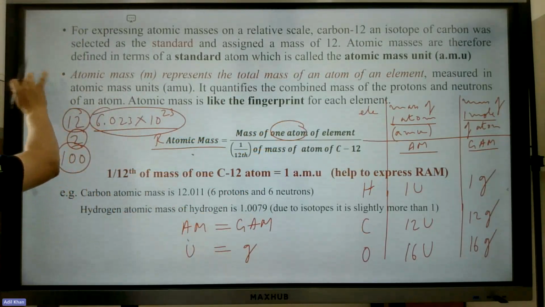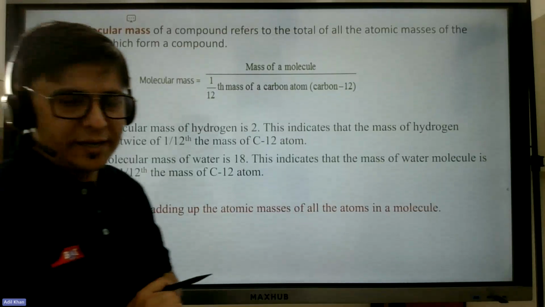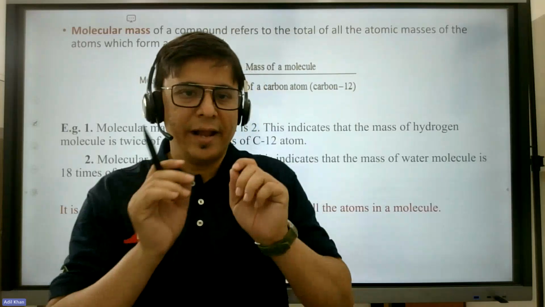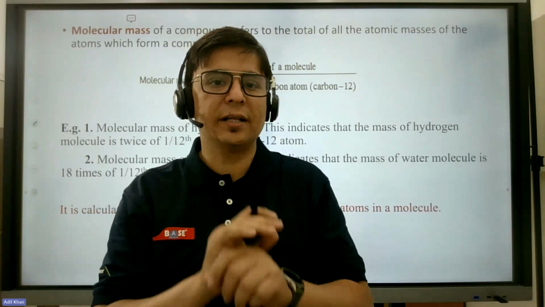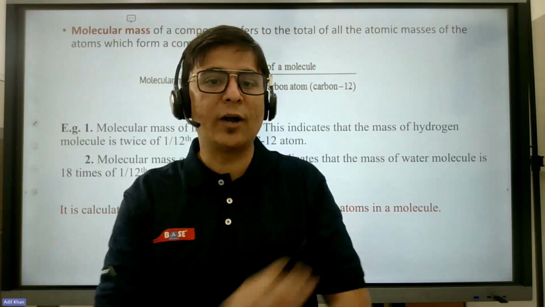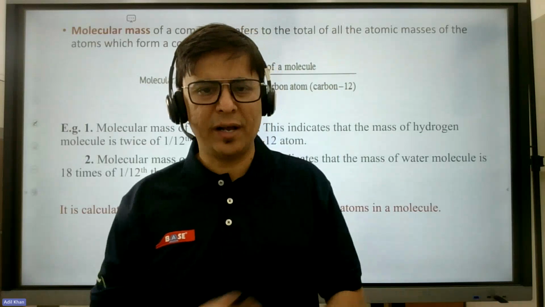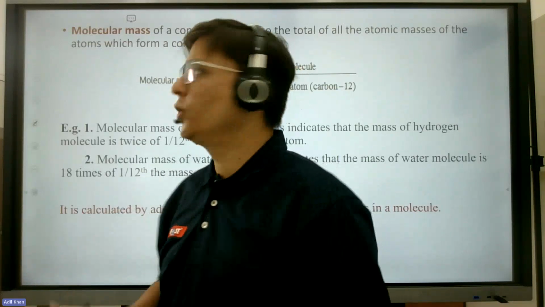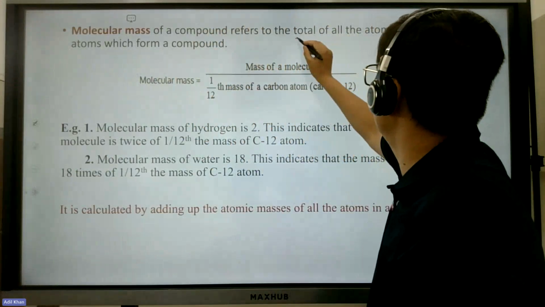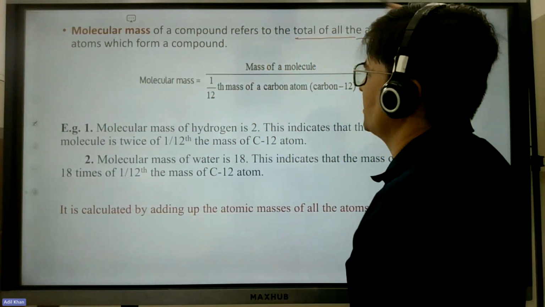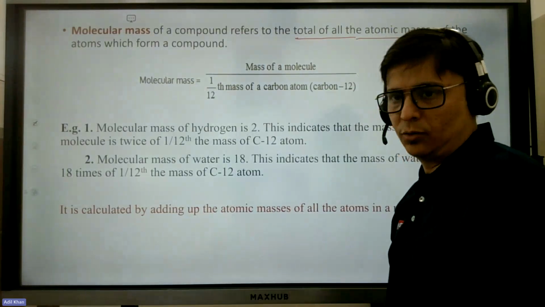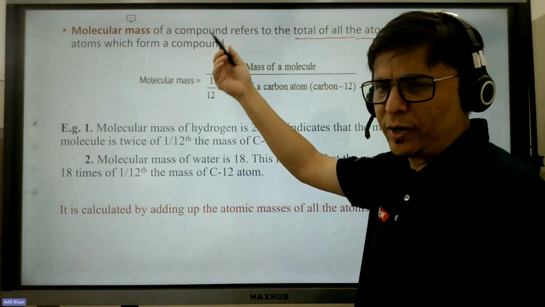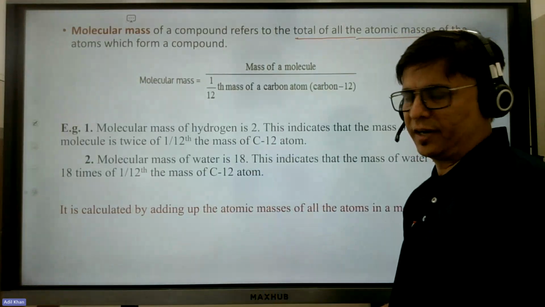Let's check that out. So molecular mass is what? It is basically the mass of one molecule. Simply, it is calculated using the sum of all the atomic masses. You take the atomic mass and the sum of everything, add up, you will get the molecular mass. So molecular mass of a compound refers to the total of all the atomic masses of the atoms which form a compound. Molecular mass, not relative. Relative also you can say, but it's understood now that it is relative only.